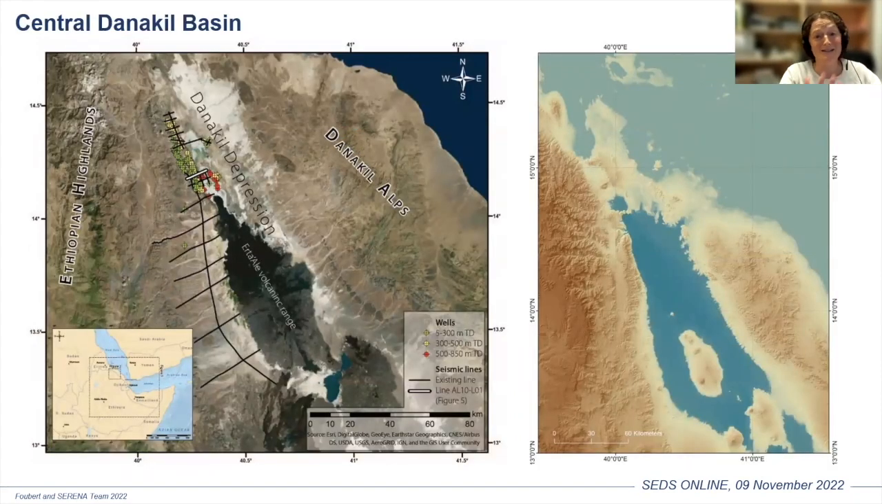But what happens in the central part of the basin? What about the central part of the Danakil depression? Let's have a look at the seismic line. We have been looking at industrial seismic sections and industrial wells. So let's look at one of those seismic lines running from the margin towards the central part of the depression.